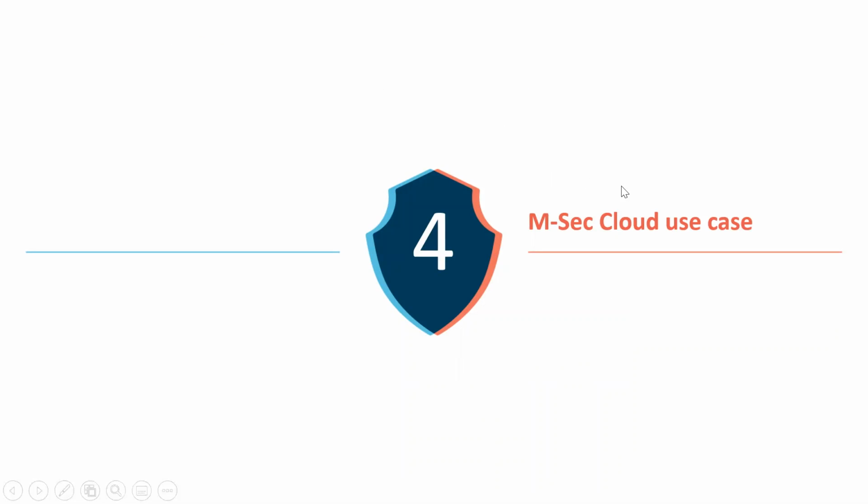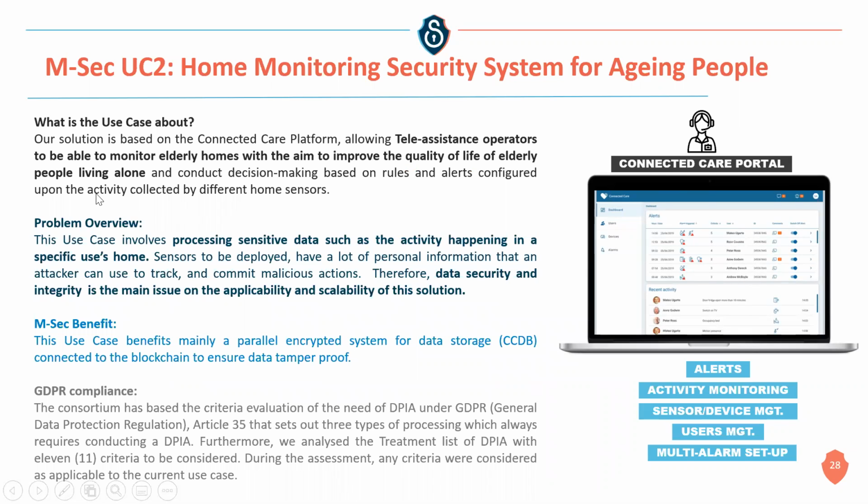In order to demonstrate how these components interact, I chose one of the 5 use cases of MSec. This use case is called Home Monitoring Security System for Aging People. This use case is a centralized approach on how we can allow the teleassistance of the aging population residing in their homes and living independently in order to improve their quality of life.